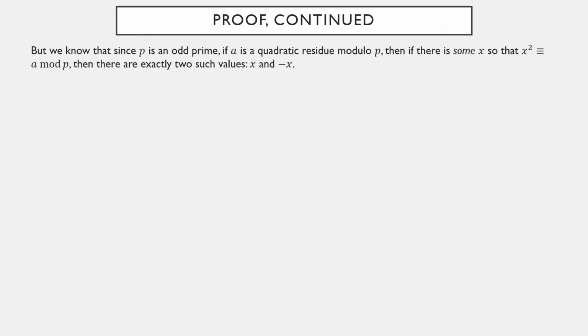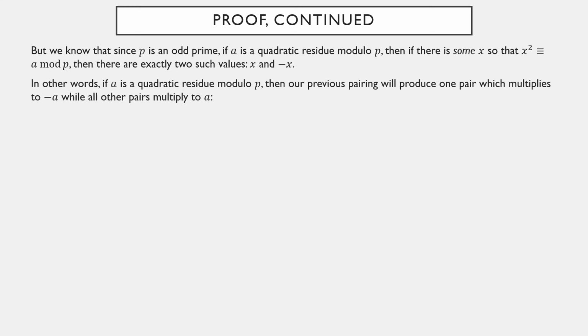What we do know is, if p is an odd prime and a is a quadratic residue, then there is a solution x squared equivalent to a mod p. But since p is an odd prime, we actually know there are only two solutions, the x that we found and negative x. But remember, under our function, these two things are paired off with each other. So if a is a quadratic residue mod p, then the previous pairing we described will produce exactly one pair that multiplies to negative a.